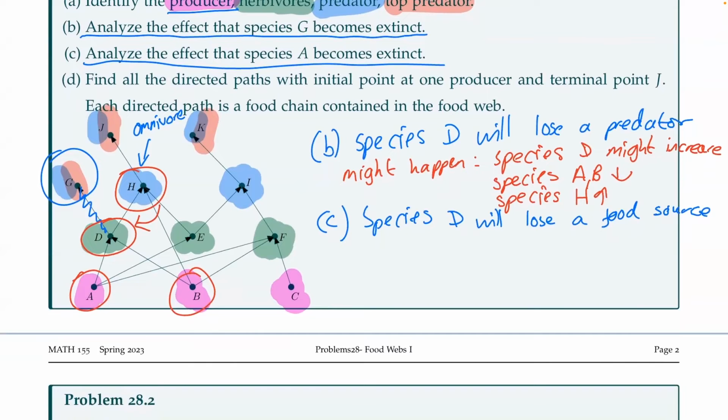Note there are two arrows coming out of this A. It's also coming to E. And E only has this one food source. So species E will go extinct. Now, there is always the possibility that maybe it will switch food source, but we don't know that. That would be speculation, okay? So you can say species E will go extinct. You could add, if it can't switch food sources.